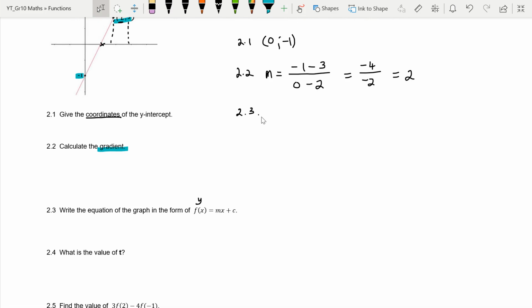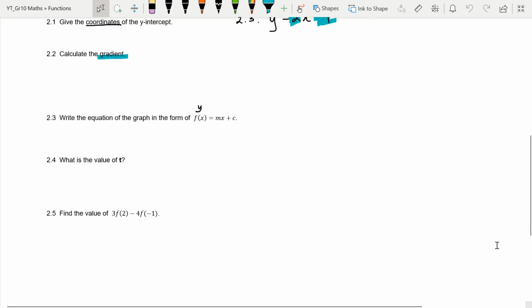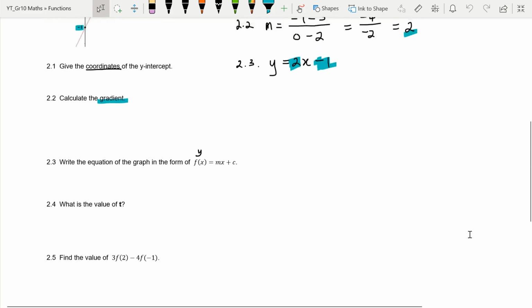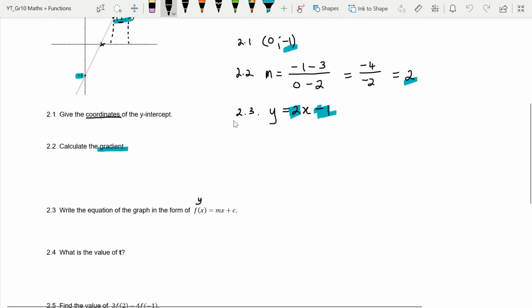We already found our c value and we just found our m. So there is our m and there is our c. There's my m that we calculated, and there is our y-intercept that we already found. All right, 2.4. What is the value of t?